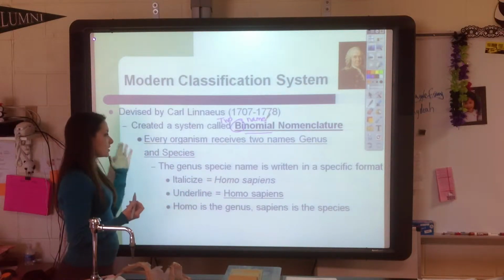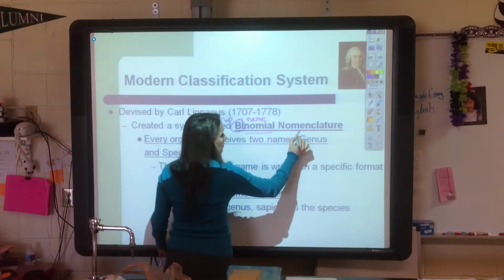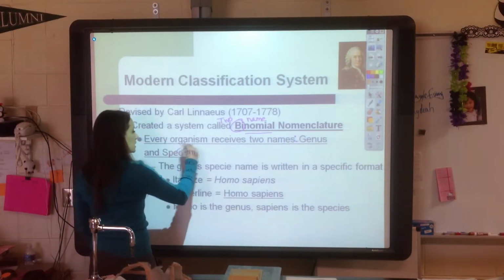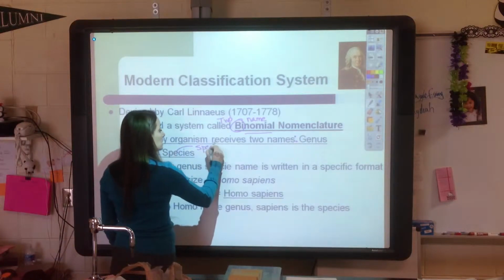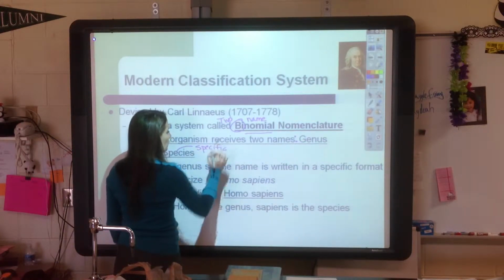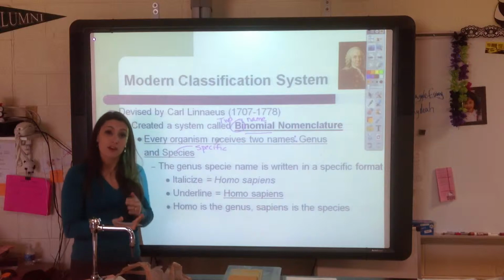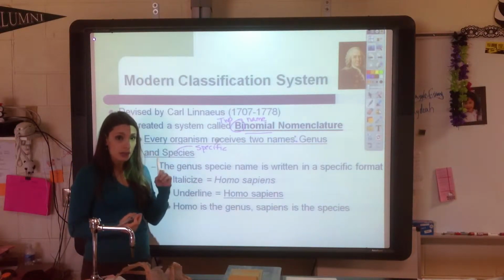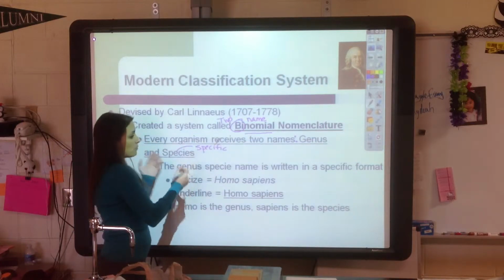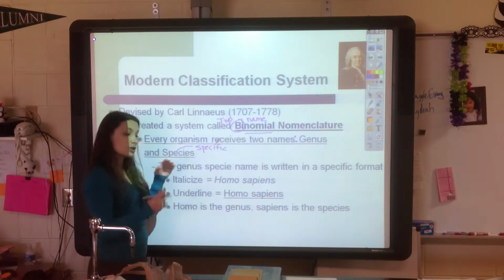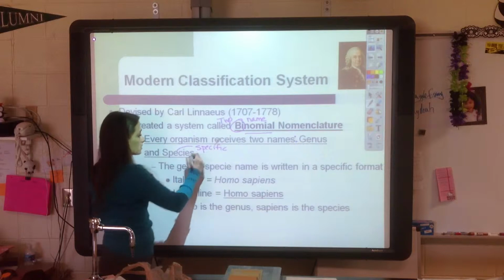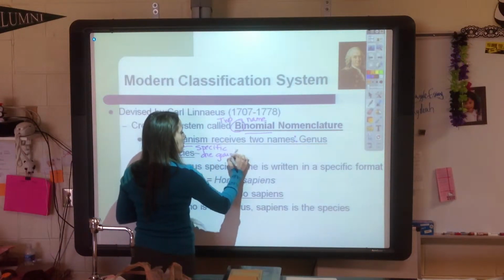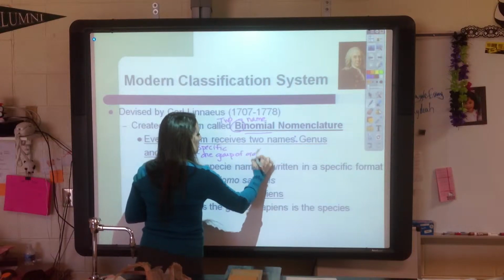Every organism receives a genus name and a species name. For a species, we can think of the word specific. If I ask you to turn to a specific page in your handbook, you're turning to just one page. So a specific name or a species name refers to just one group of organisms. So a species is one group of organisms.